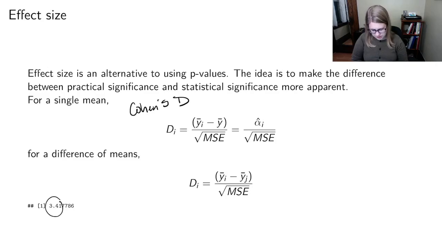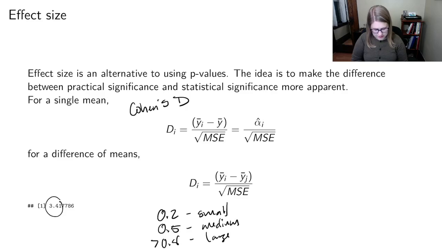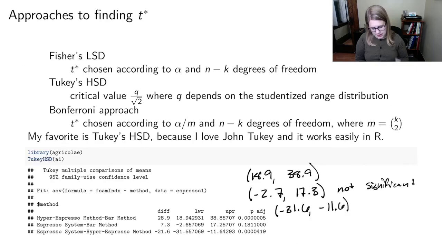So I think the rules of thumb are usually like 0.2 is a small effect size, 0.5 is medium, and greater than 0.8 is a large effect size. So this is a pretty big one. And that's borne out by that interval that didn't contain 0 and was really far off from 0, and also this adjusted p-value, which was really small.